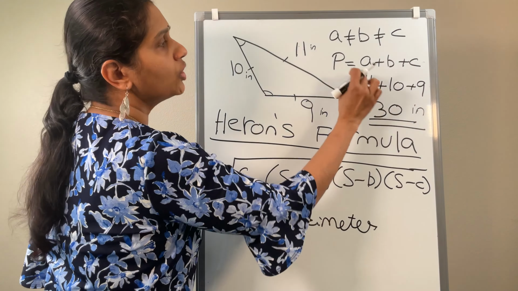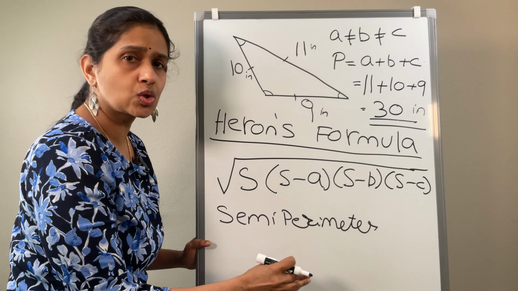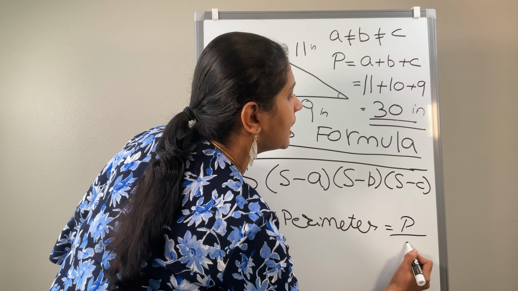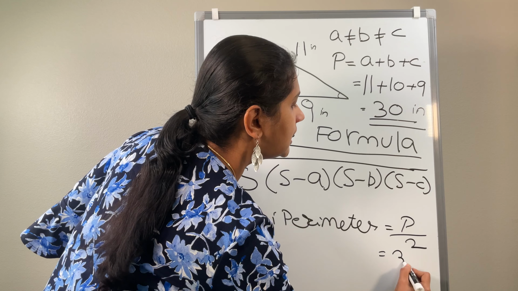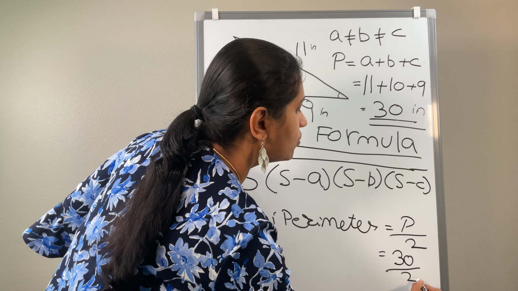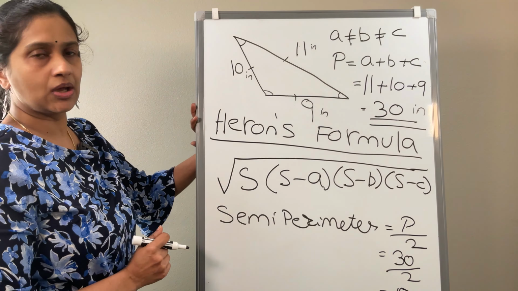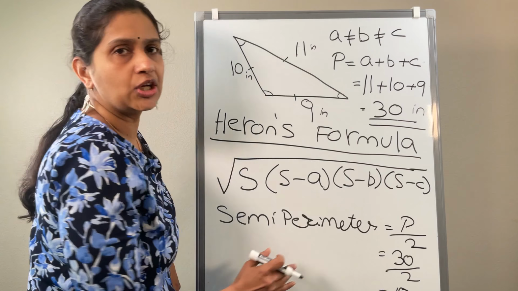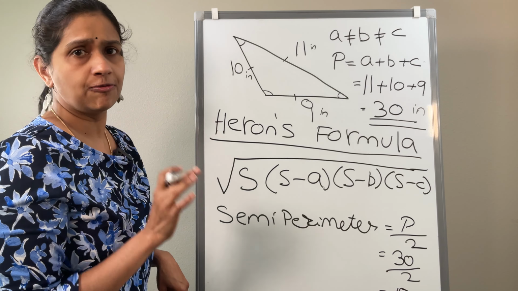You already know the perimeter P is 30. So the semi-perimeter is going to be that perimeter divided by 2. So in this case it is going to be simply 30 divided by 2, which is equal to 15. So here the semi-perimeter is P by 2, that is just half of the perimeter we found.